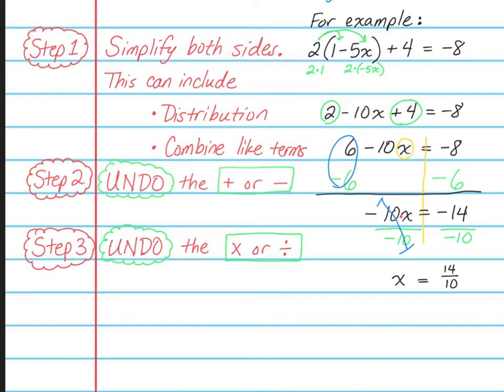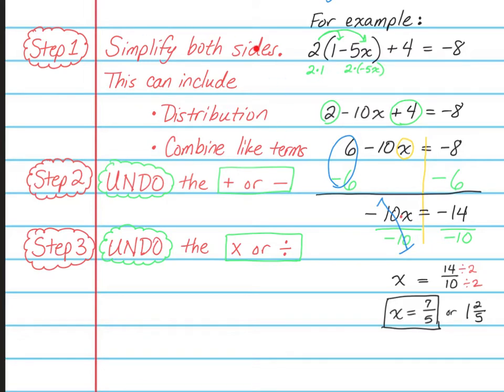Now, anytime you have a fraction, you always need to check and see if it needs to be simplified. In this case, we do need to simplify by dividing by 2 on the top and the bottom. And so my final answer is x is equal to 7 over 5. And I'm fine with you leaving it like that. If you wanted to change it to 1 2/5, that's fine, but I'm fine with you leaving it as an improper fraction. So as you can see, it's 3 simple steps.